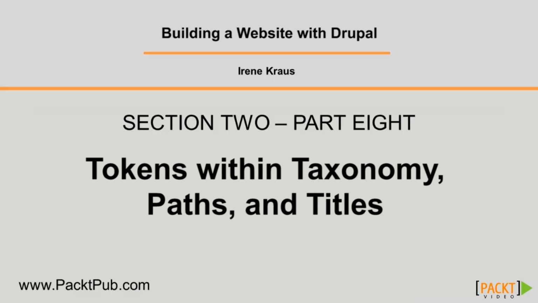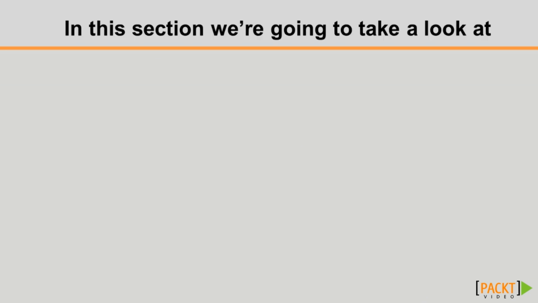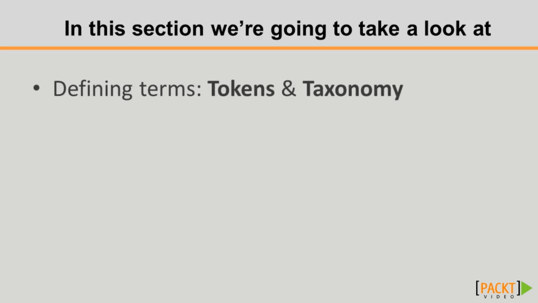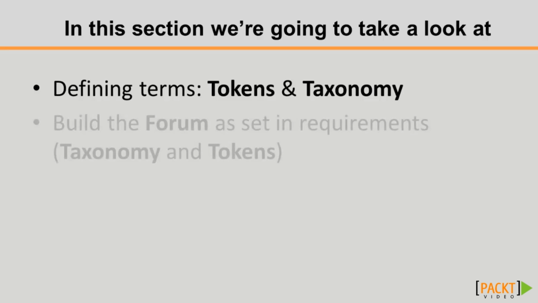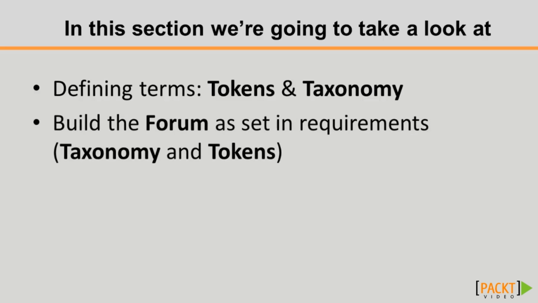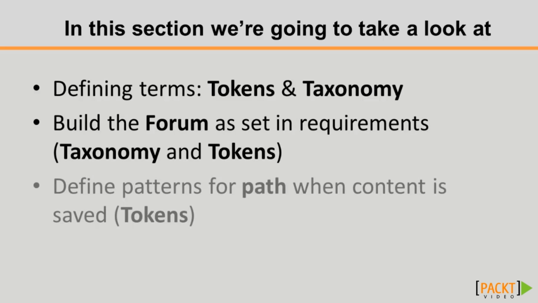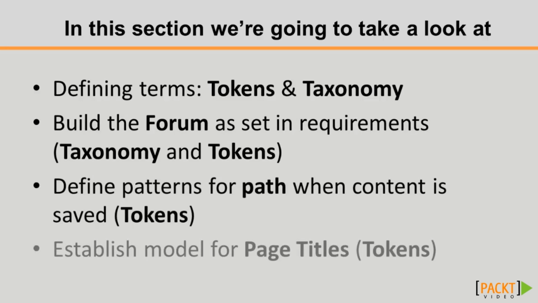We're now going to turn our attention to tokens, taxonomy, page paths, and titles, beginning with a talk briefly about what they mean, because I'm sure there's a few of you watching that don't know what those terms mean or what they do for you. Then we're going to build our form as it's set in our requirements, and our page path when content is saved, as well as the page title, all of which is going to involve the use of tokens, and in the case of form, taxonomy.